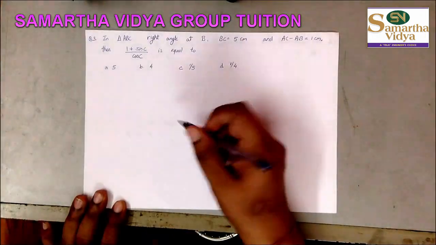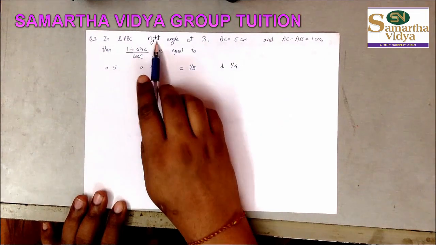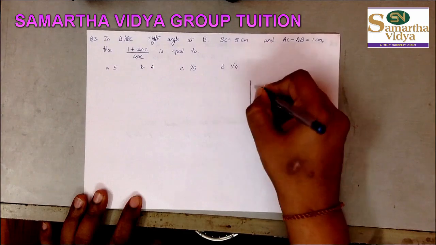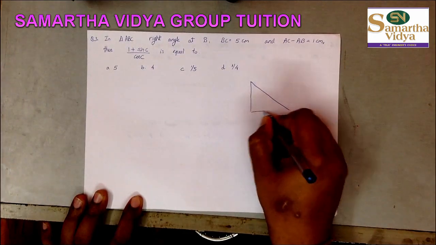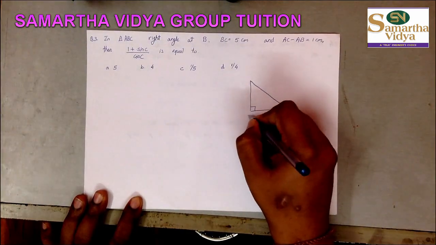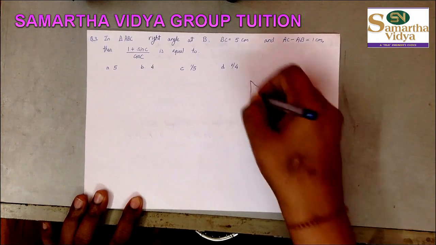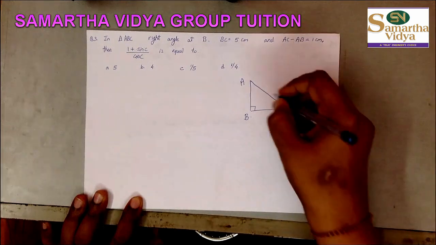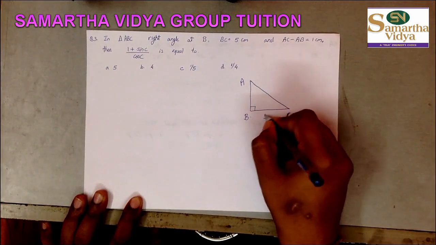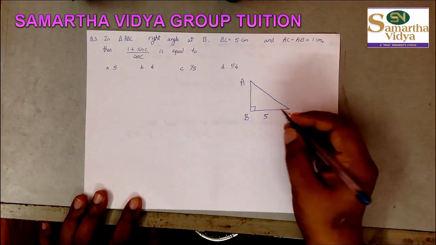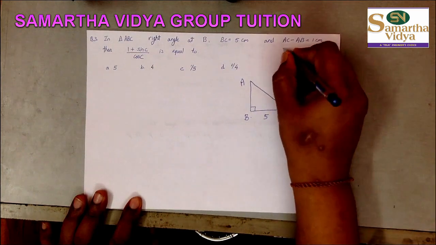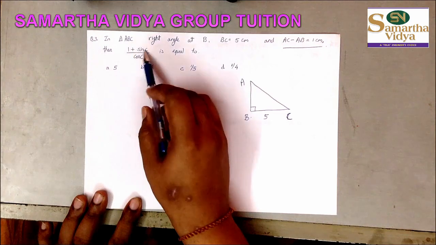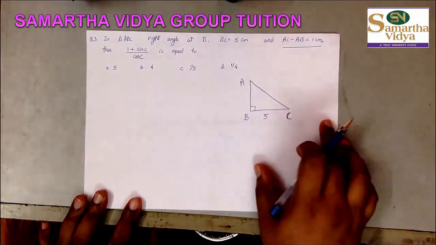Going to the next question, we have a triangle ABC which is right angled at B. So let's draw it. So we have this triangle which is a right angle triangle, and it is right angled at B. This is my triangle ABC. It is telling us that BC is 5 and AC minus AB is 1. I need to find the value of 1 plus sin C upon cos C.